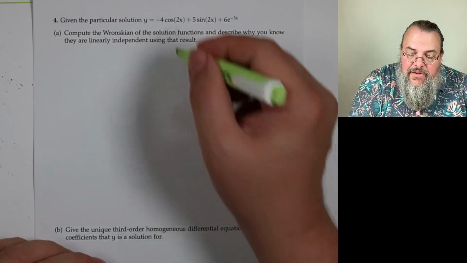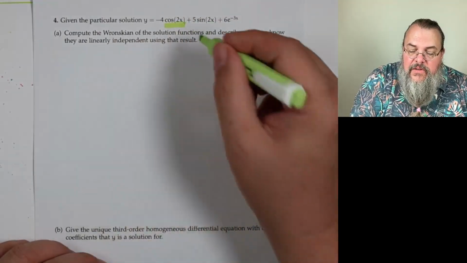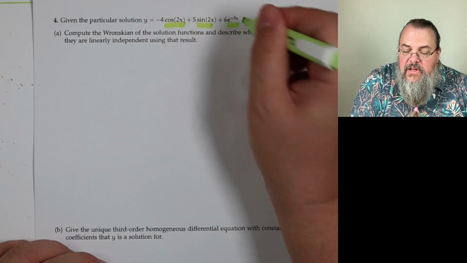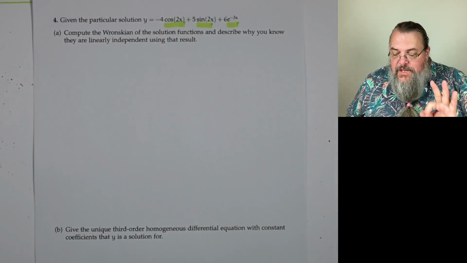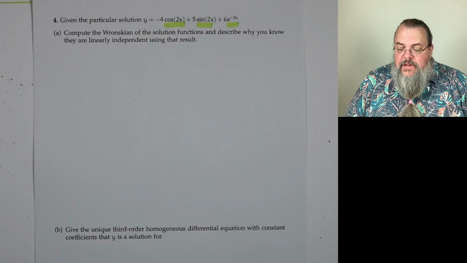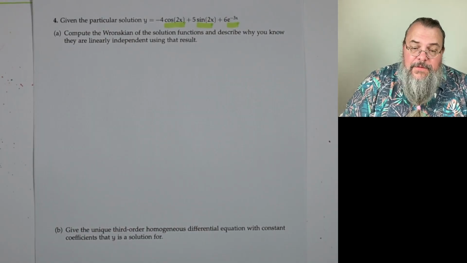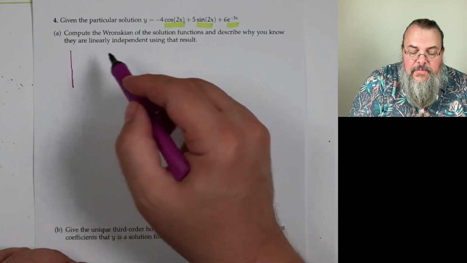Okay, so first off, what are the solution functions? Well, you look for the pieces. So don't worry about the coefficients, just focus on the functions. So cosine of 2x, sine of 2x, and e to the minus 3x. So those are our 3 pieces. So we have 3 functions. So how do you form your Wronskian? Well, since we have 3 functions, what we're going to have is a 3 by 3 matrix.